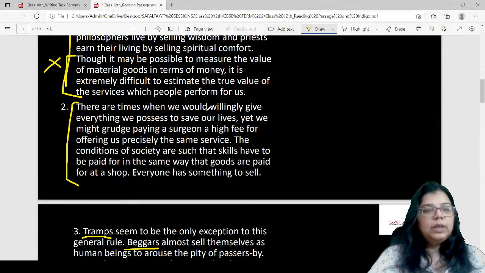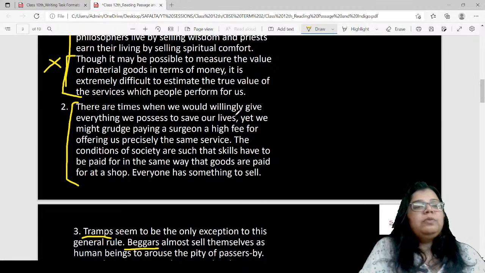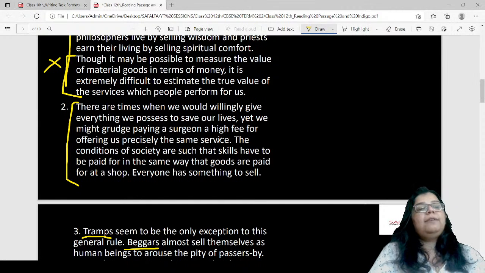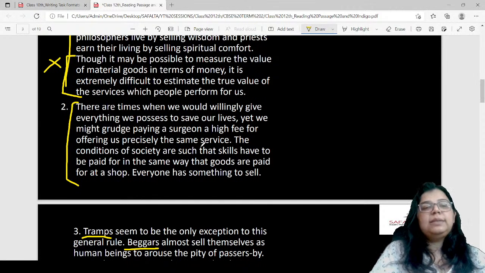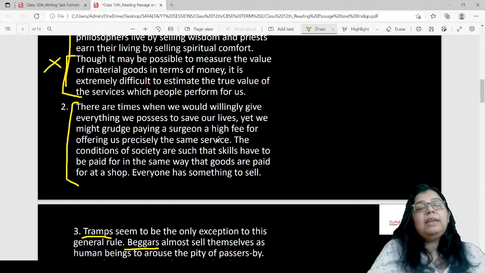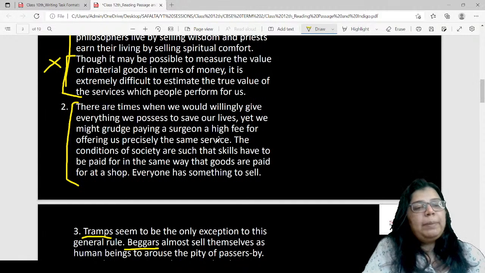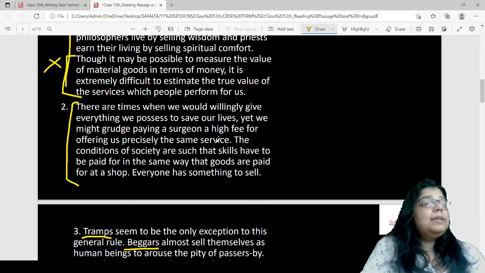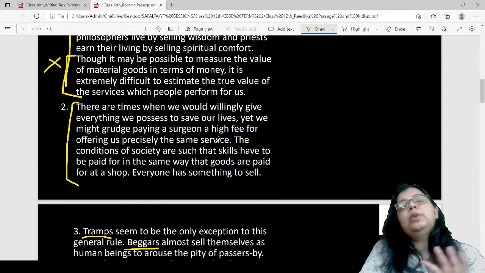Let's see here. There are times when we would willingly give everything we possess to save our lives, yet we might grudge paying a surgeon a high fee for offering us precisely the same service, right? The conditions of society are such that skills have to be paid for in the same way that goods are paid for at a shop. Everyone has something to sell. So read the first line again and you will get your answer.